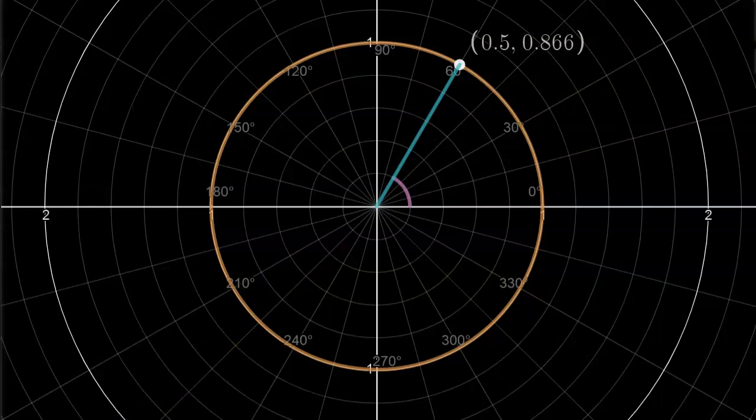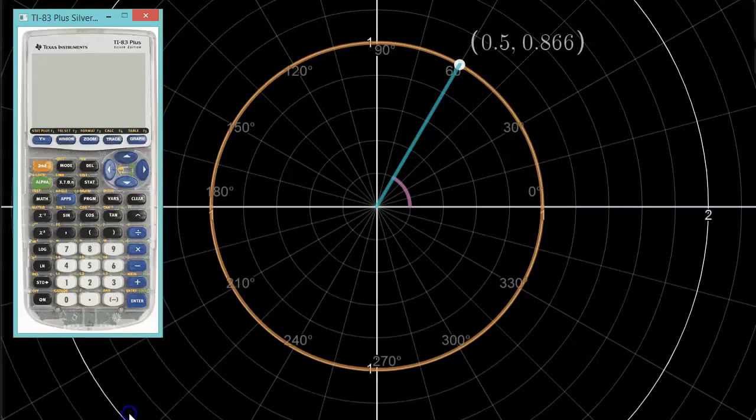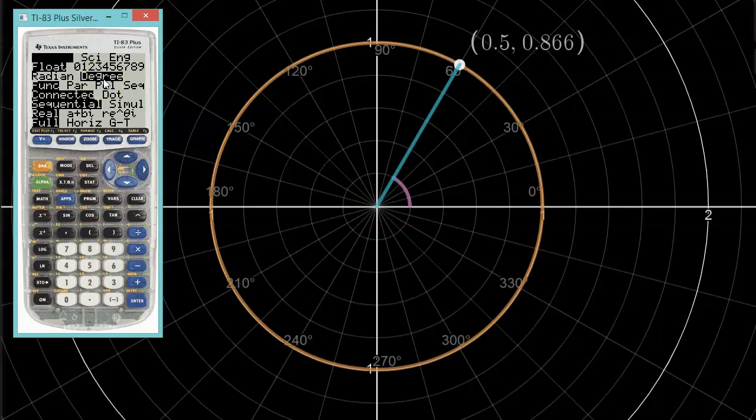Now, I'm going to use my calculator to discover something quite interesting. Okay, so the first thing I'm going to do is make sure that my calculator is in degree mode, instead of radian mode, because as you can see from the polar coordinate grid, the angle measures are in degrees. Okay, so now I'm just going to do two quick calculations. One is cosine 60 degrees and the other one is sine 60 degrees. Now you can see that cosine 60 gives me 0.5 and sine 60 gives me 0.866.